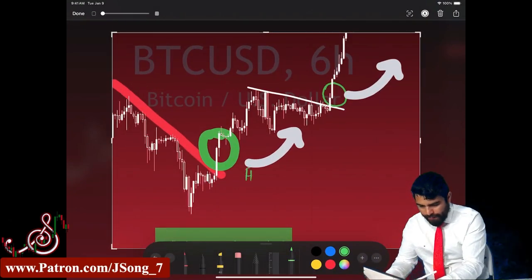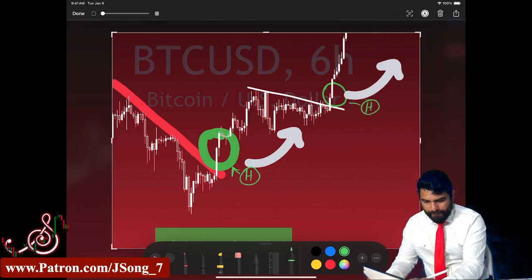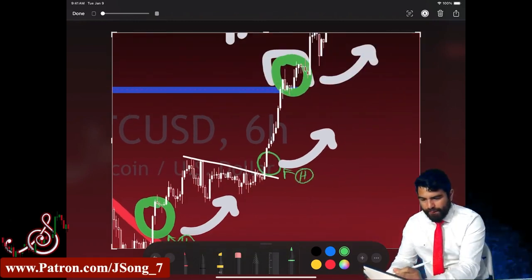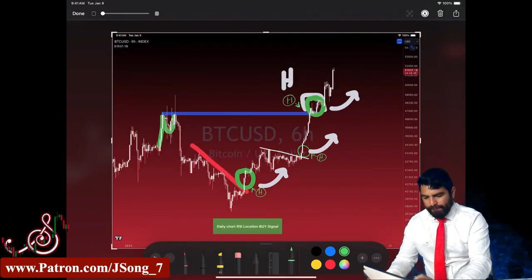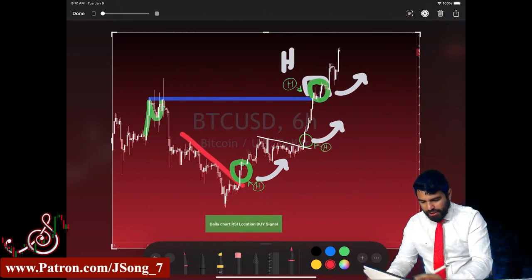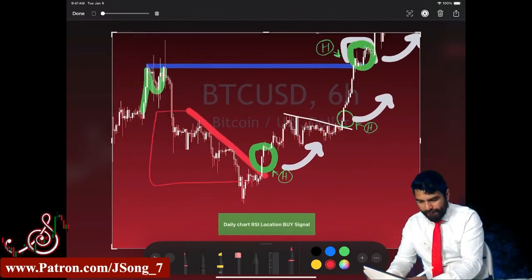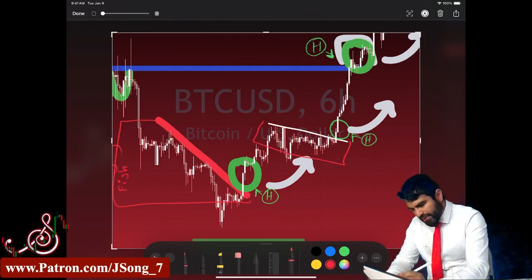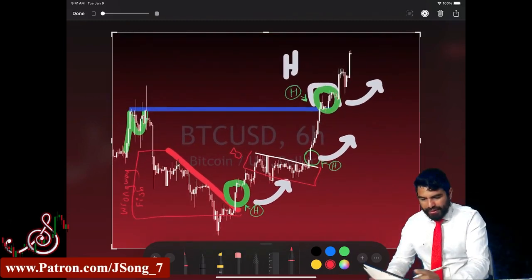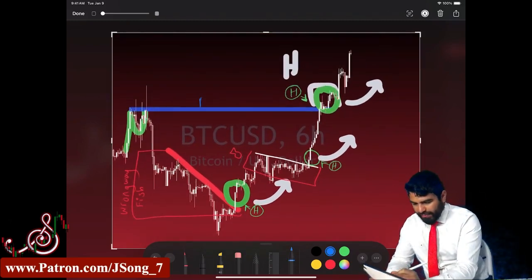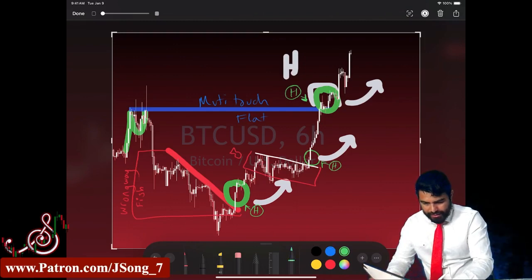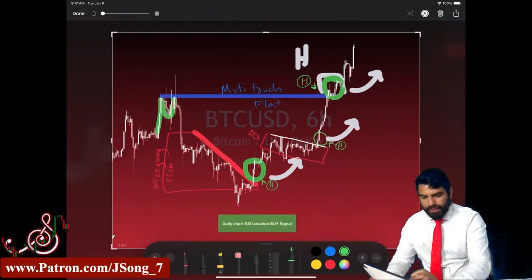Health here. Health. Peers, health, peers, wrong way fish. There's another wrong way fish, which we talked about in our tutorial today. And here's the next health. It's going to be multi-touch flat. And here is the health on top.